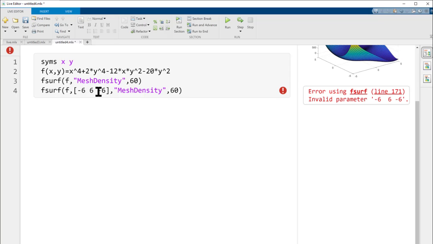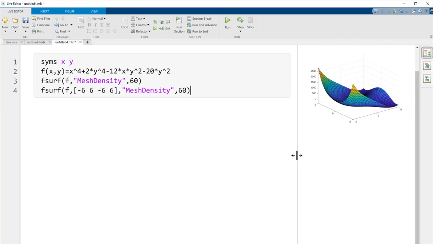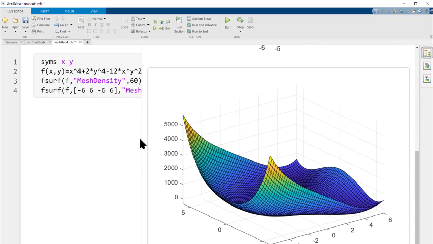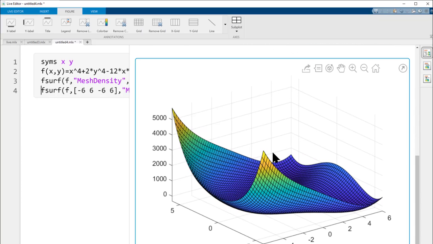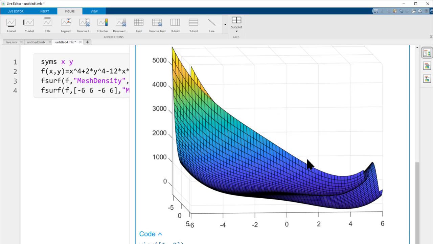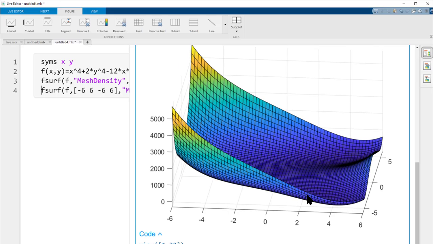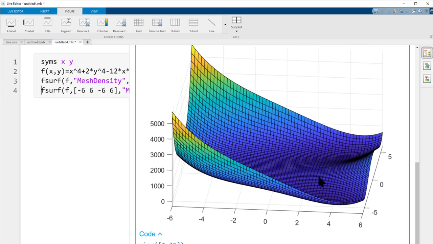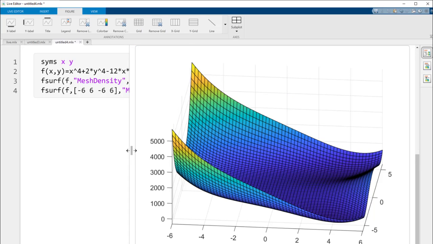What did I mess up? Yes, I didn't type a 6 here. Okay, hopefully it shall be fine this time. Okay, all right, so it is. So what we notice here is that it looks like we shall have two minimum points, and this looks like a saddle point.